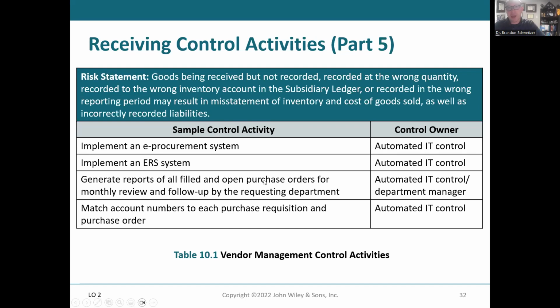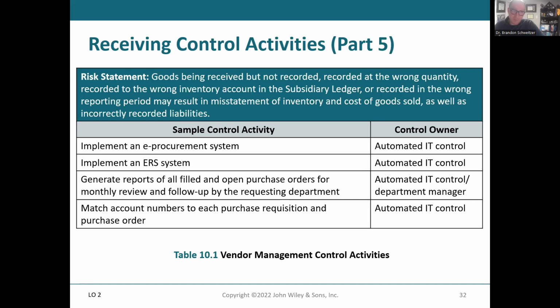Goods being received but not recorded. Yeah, this happens sometimes. Or recorded at the wrong quantity. I've seen that. Recorded the wrong inventory account, subsidiary ledger. Been there, done that. Or recorded the wrong reporting period. Yeah, absolutely. That could affect your cost of goods sold, as well as incorrectly recorded liabilities. So automating some of these processes you can definitely do. An e-procurement system would help to eliminate some of those types of errors.